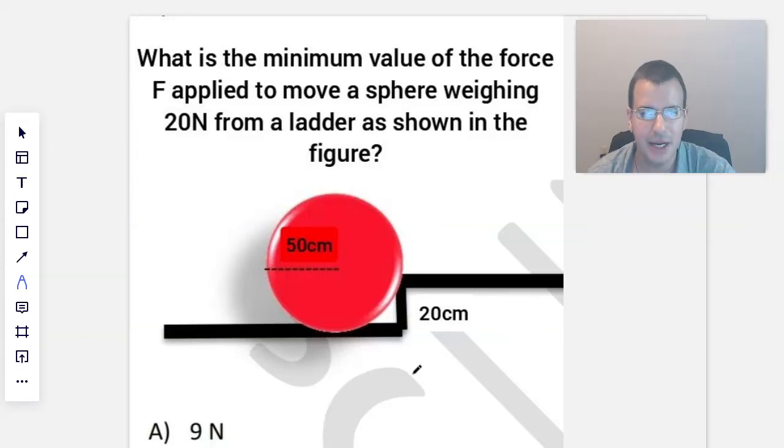What is the minimum value of the force F applied to move a sphere, ball, circle, weighing 20 newtons from a ladder as shown in the figure below? Okay. And then it gives us possible answers.